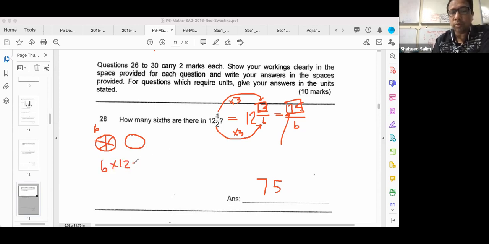72 is the number of 6s in the total 12 pizzas. Then half a pizza, well, you know that you can put 3 slices here. What? How come 3 slices? Because the whole pizza you can do 6 slices. Like this, whole pizza. So half of it is down here. 1, 2, 3. So you plus another 3, you get 75.